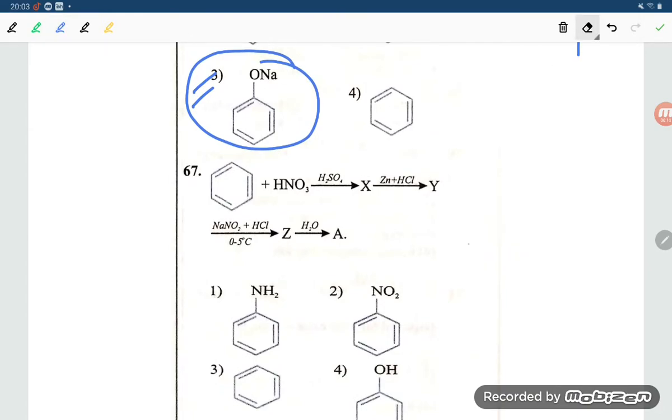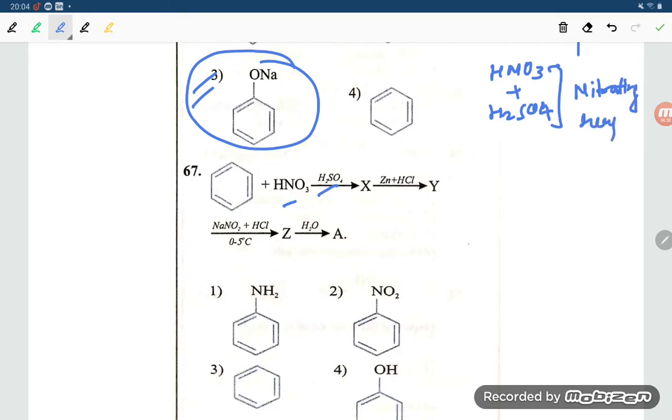Here, if you see, the benzene is getting reacted with nitric acid and sulfuric acid. So nitric acid and sulfuric acid both are there, students. This is HNO3. If you may be knowing, HNO3 plus H2SO4, both together are known as the nitrating reagent.